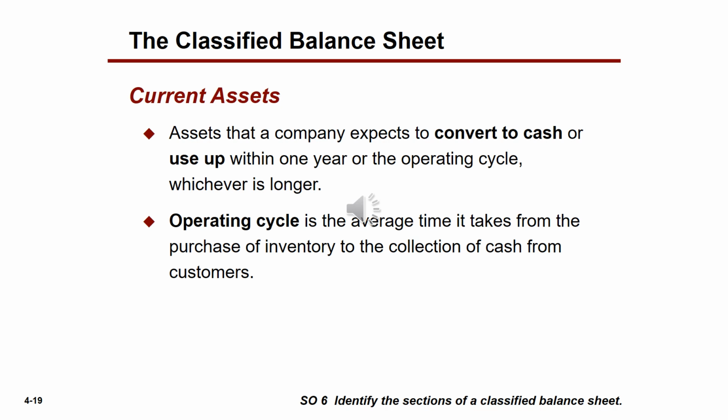Here, let's look at these definitions and try to understand some terminology. Current assets, as I mentioned, are assets that a company expects to convert to cash or consume within 1 year, or one operating cycle, whichever is longer for the company. And the operating cycle is the average time it takes from the purchase of inventory to the collection of cash from customers.